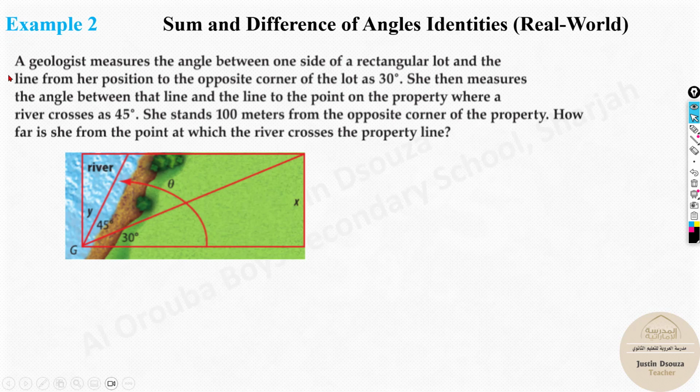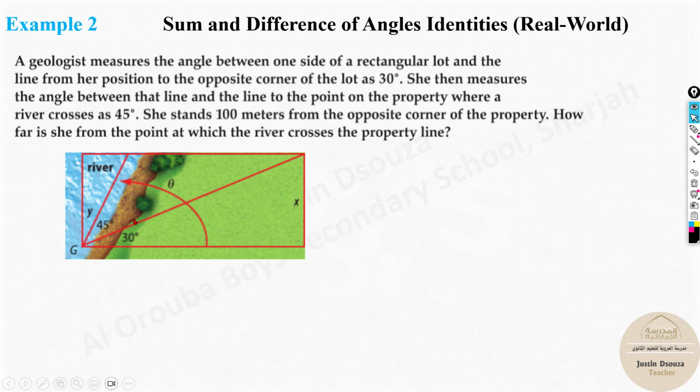Let's see over here. A geologist measures the angle between one side of a rectangular lot and the line from a position to the opposite corner of the lot. Whereas the geologist is over here. She is, okay, let's just read it as 30 degrees. See the opposite side is over here, right, in the rectangular lot, and from position this angle is 30 degrees. Then she measures the angle between that line, this line over here, the middle line, and the point to the property where the river crosses. This is the point where the river crosses.